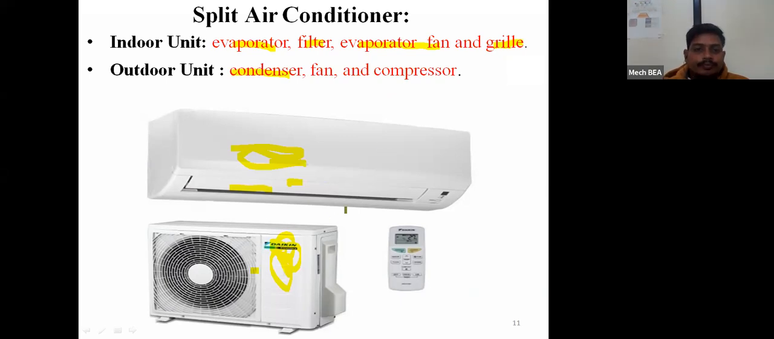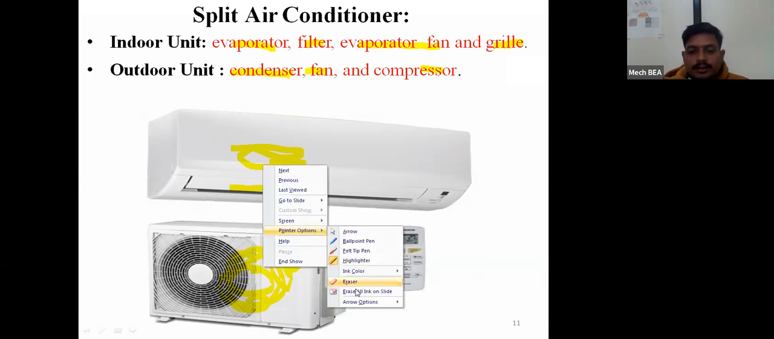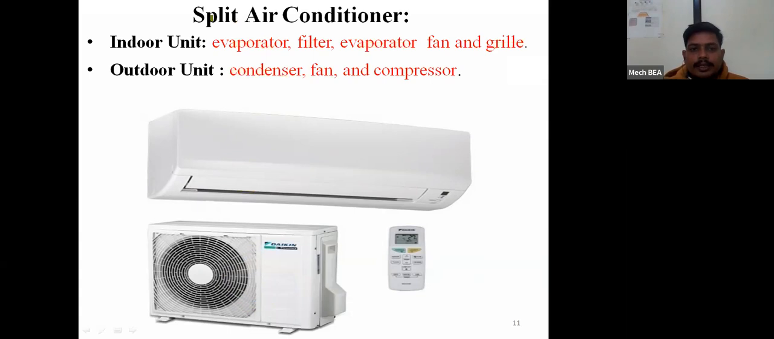And whatever outdoor unit will be there will consist of the compressor, then the condenser fan, as well as the condenser. This will be called the outdoor unit, and this entire system will be called a split air conditioning system. Why are we saying it is a split air conditioning system?